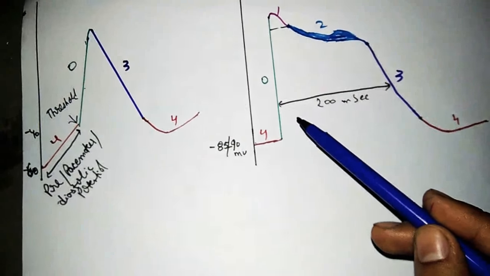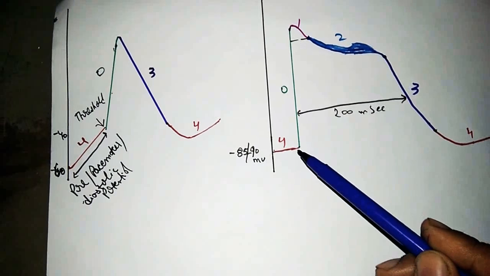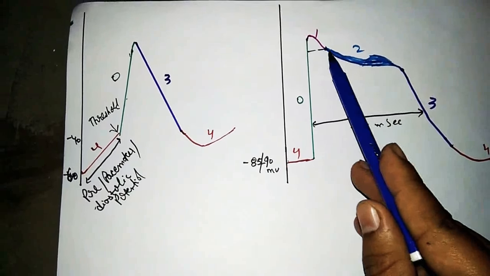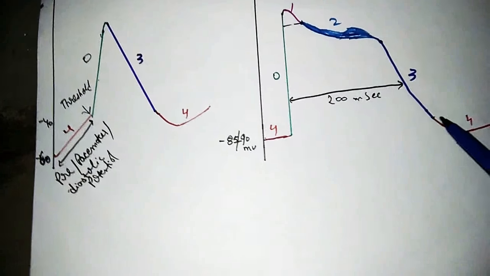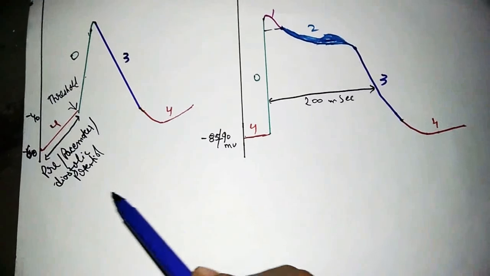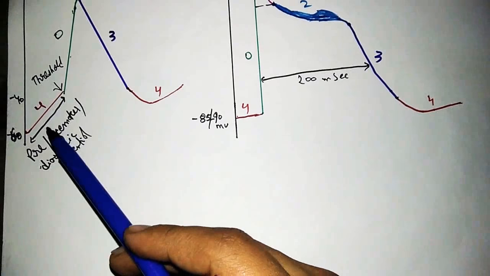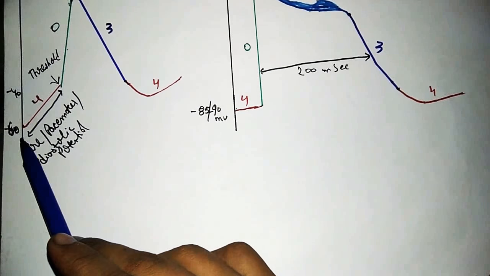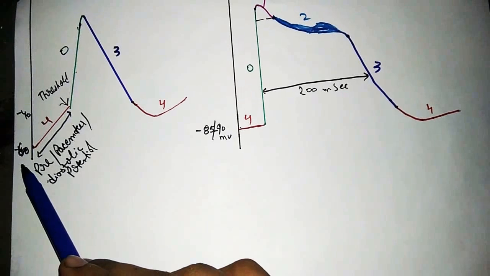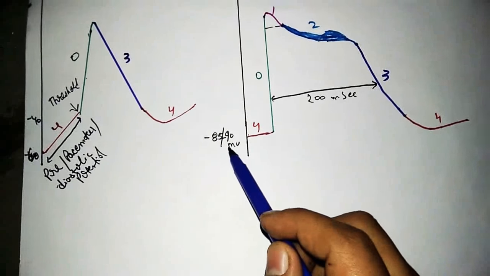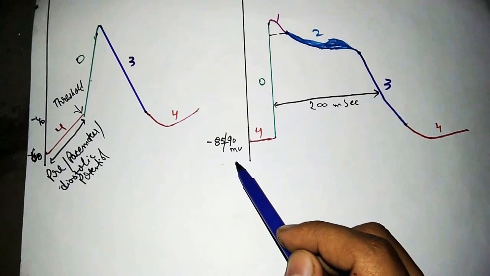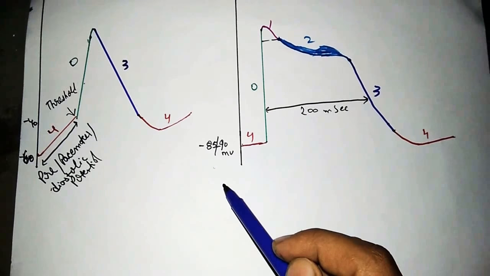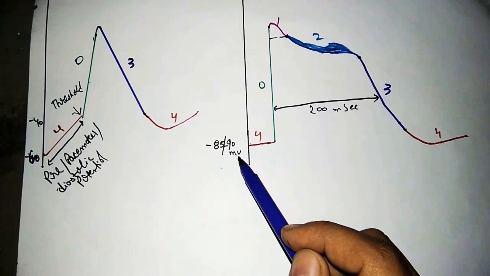But in the cardiac action potential, as we have already seen in my previous video, we have five phases: phase 0, phase 1, phase 2, phase 3, and finally phase 4. In the SA node action potential, first of all we see that its RMP is around -60, whereas in the cardiac action potential, which consists of atrial fibers, ventricular fibers, bundle of His and Purkinje fibers, it is -85 to -90 millivolts.